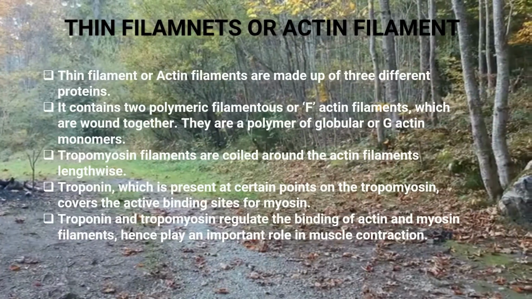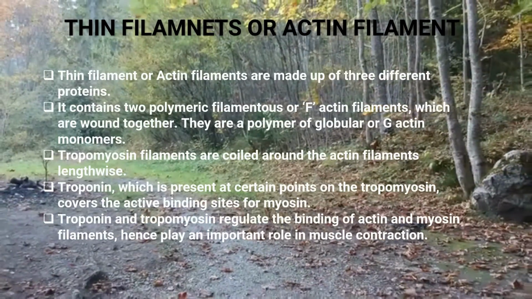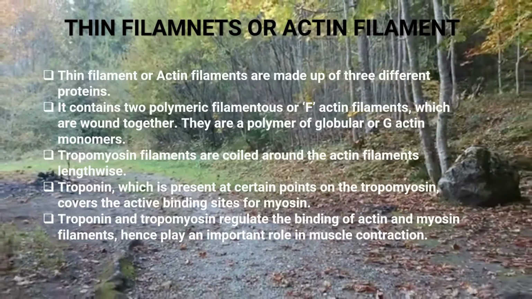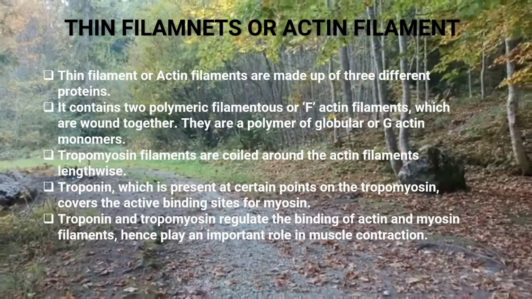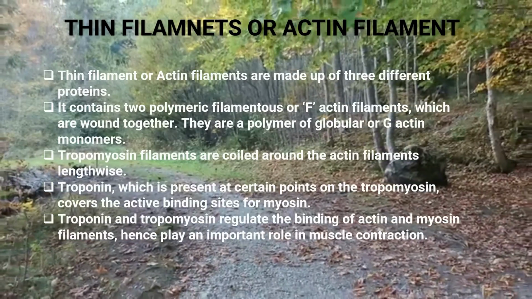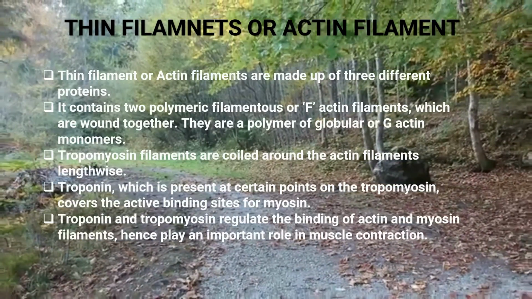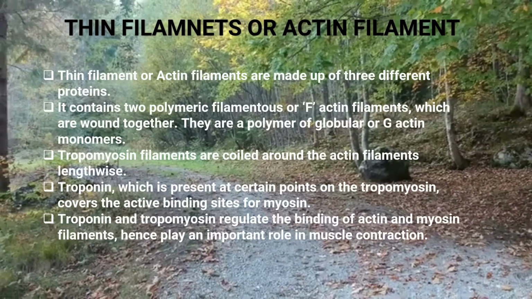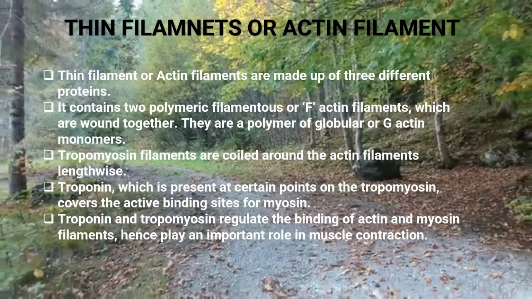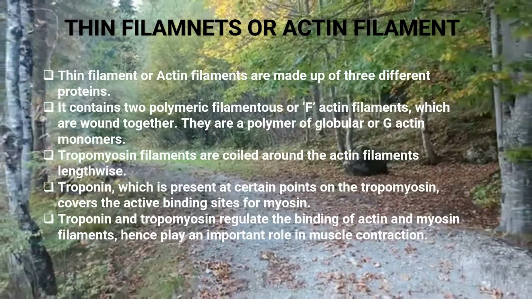Thin filaments and thick filaments are attached to each other for muscle contraction. The thin filament is made up of a protein called actin. Let us see the structure of the thin filament, or actin filament, in detail. Thin filaments are made up of 3 different proteins. 1. It contains 2 polymeric filamentous, or F, actin filaments, which are wound together. They are a polymer of globular, or G-actin, monomers.